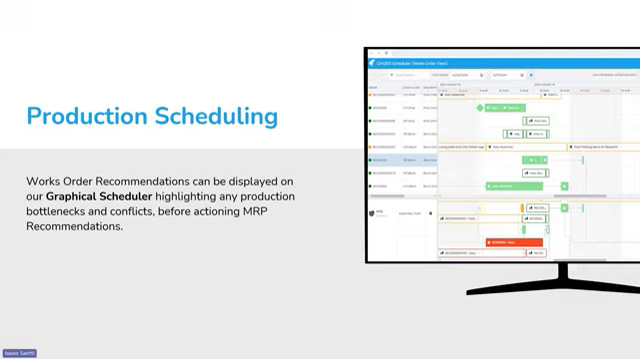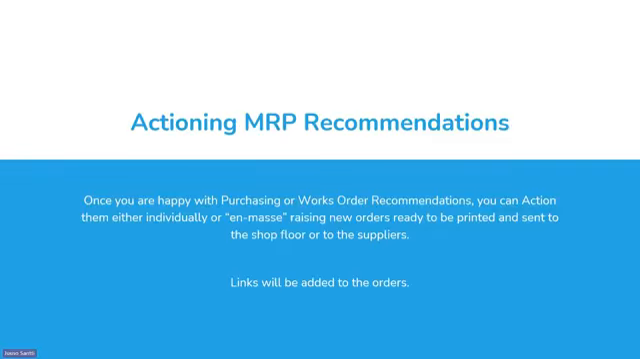We can look into the scheduling more in detail, but it all feeds into that to bring it all together. And once you're happy, all the purchasing or works order recommendations can be actioned individually, one by one, en masse, or you can action them for all the descendants. So let's say you have a high level, top level works order going on to the sales order, you can action everything that is required for that particular sub-assembly in one go if you wanted to.